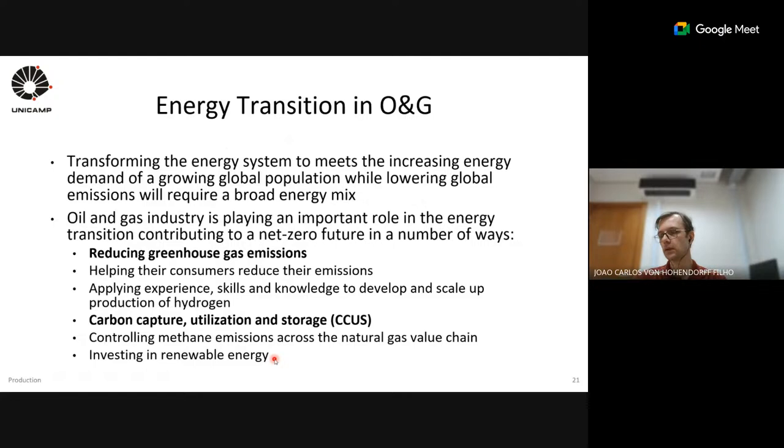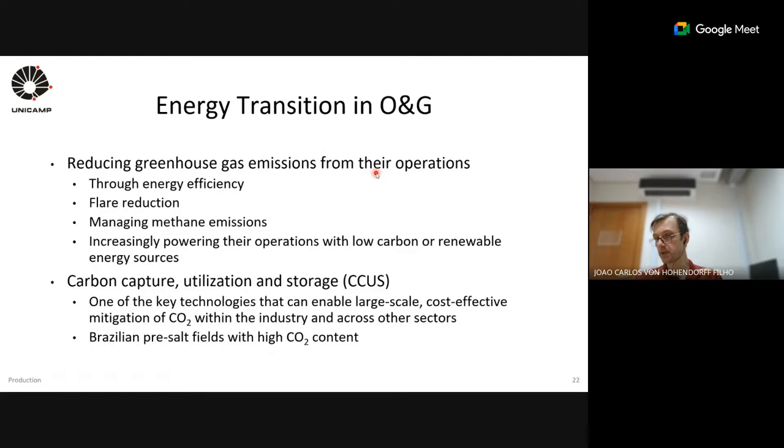But for us in this workshop, I select the two that, in terms of integration, we can contribute now, especially for reducing greenhouse gas emission from the operations. Okay, using the tools, for example, we can do some evaluations about it and help the industry to increase the efficiency. Okay, the energy efficiency, we can operate in terms of flare reduction. We can help manage methane emissions and increase powering of the operations with low carbon or renewable energy sources.